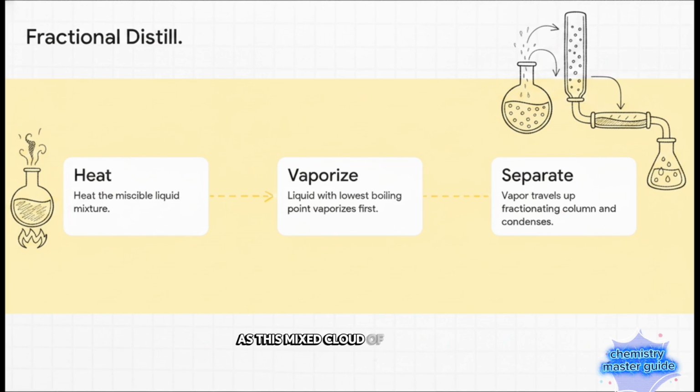As this mixed cloud of hot vapors travels up into the fractionating column in step 3, they hit all those tiny glass beads. Those beads act as cool surfaces. The vapor with the slightly higher boiling point hits a bead, condenses back into a liquid, and literally drips back down into the boiling flask. But the vapor with the lower boiling point stays as a gas, weaves its way all the way to the top of the column, and successfully passes into the condenser to be collected pure. It is this amazing, continuous, dynamic process of evaporation and condensation happening over and over again on those beads that perfectly separates liquids based on precise boiling point differences.